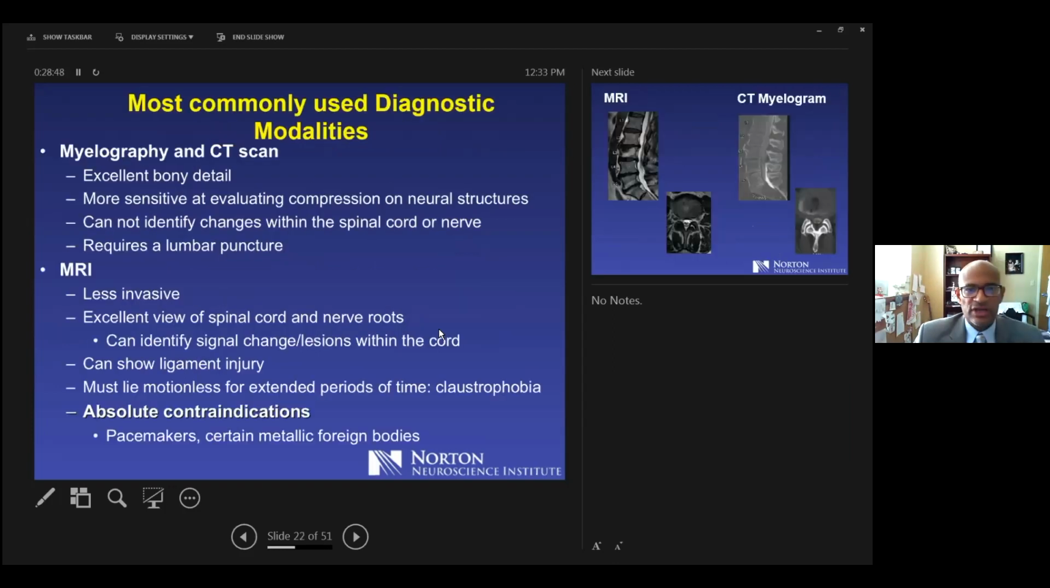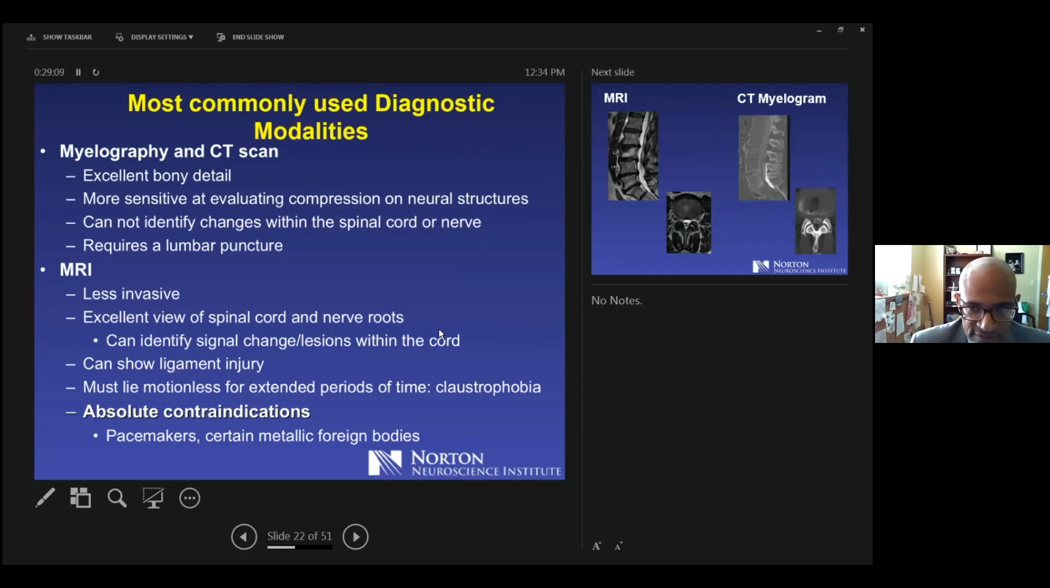So when we look at the most common diagnostic modalities, a CT myelogram or MRI are going to be your 2 best choices. Here's the difference between them. Again, a myelogram followed by CT scan is very good at looking at bony pathology. It's very good at looking at congenital versus acquired stenosis. It's much more sensitive at looking at compression on neural elements.